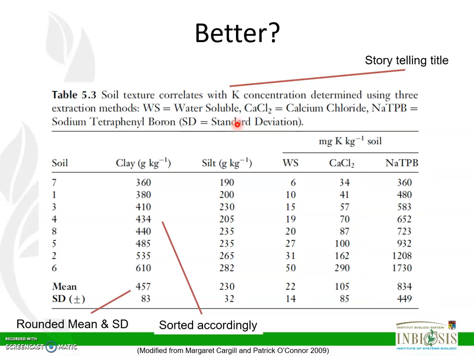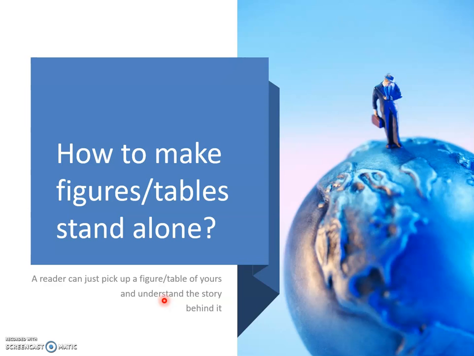Now this is what we have done to effectively present this table. First, we have made a storytelling title and legend, whereas the over-precise numbers are rounded to remove overly cluttered elements. Furthermore, we have sorted these values accordingly such that readers can make better sense of how the data is interpreted. Remember to always make your figures and tables stand alone. This means that a reader can just pick up any figure or table of yours and understand the story behind it without actually reading the complete article.